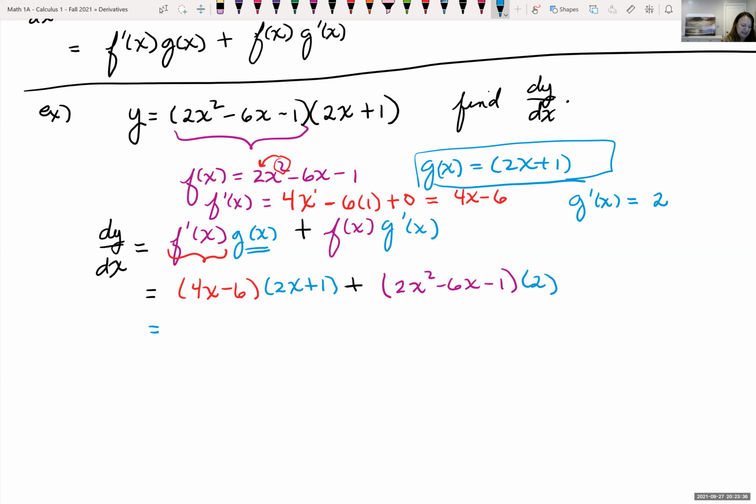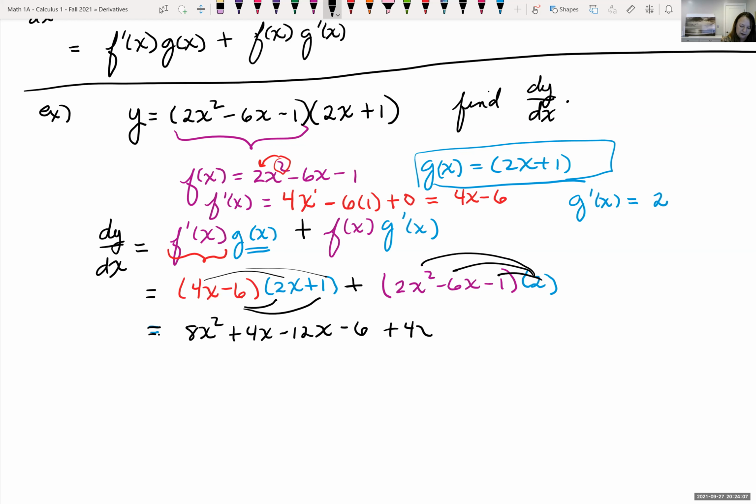Okay, so I see I can clean this up by distributing and combining like terms. If I distribute my 4x to each term, 4x times 2x, that's 8x squared. 4x times 1, so plus 4x. Distributing my negative 6, negative 6 times 2x is minus 12x. Negative 6 times 1 is minus 6. And then let's distribute 2. So 2 times 2x squared, that's 4x squared. 2 times negative 6x, that's negative 12x. And 2 times negative 1, so minus 2.